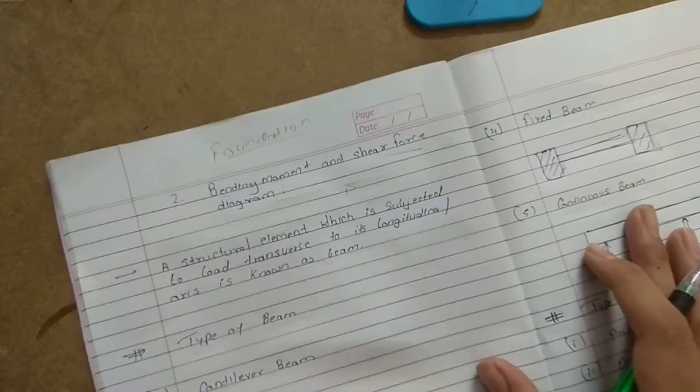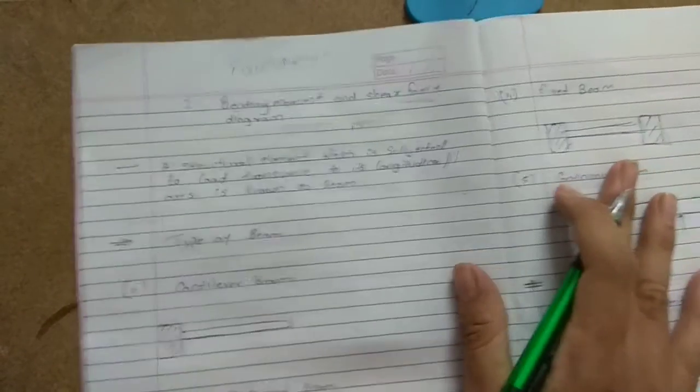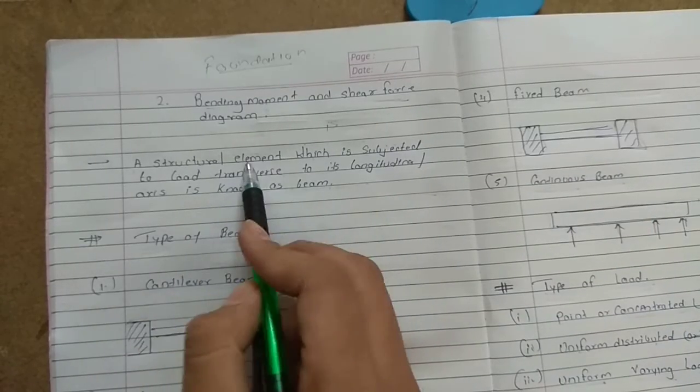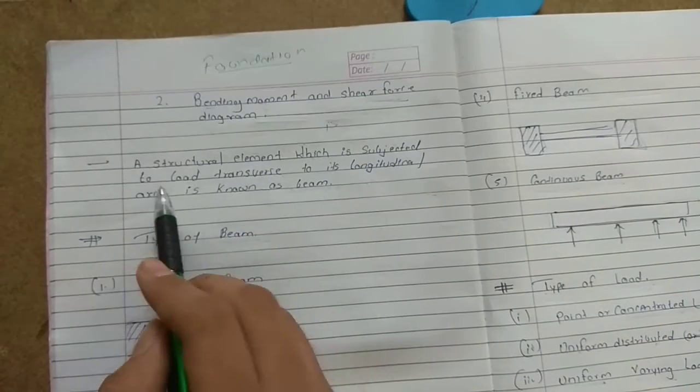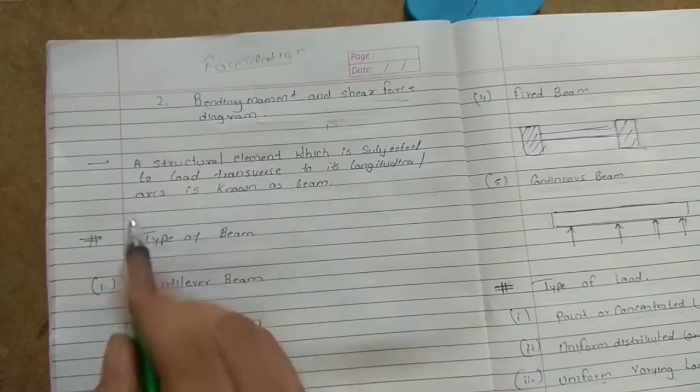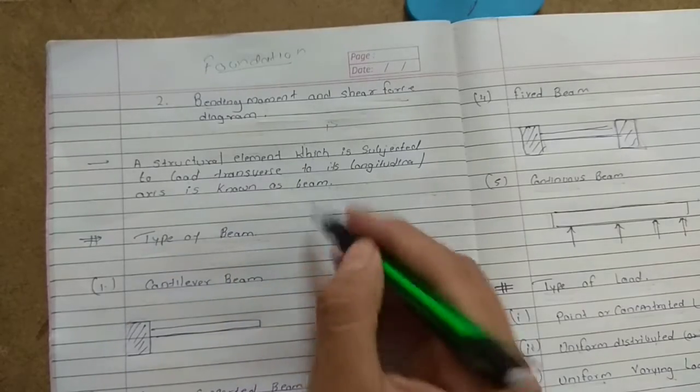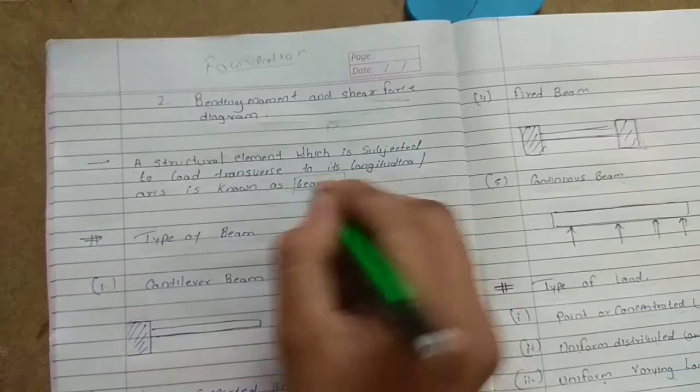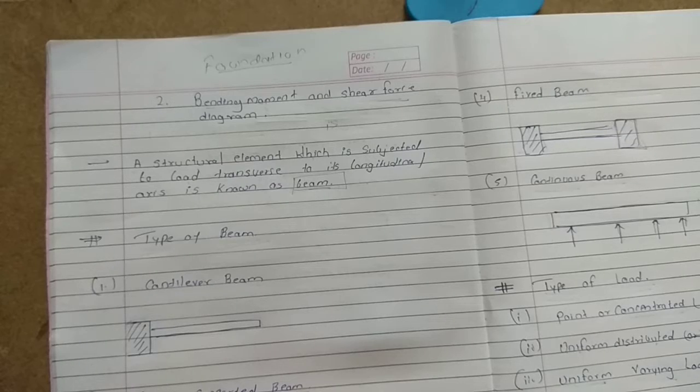What is a beam? A structural element which is subjected to a load transferred to its longitudinal axis is known as a beam. Now there are many types of beam that I have described here.